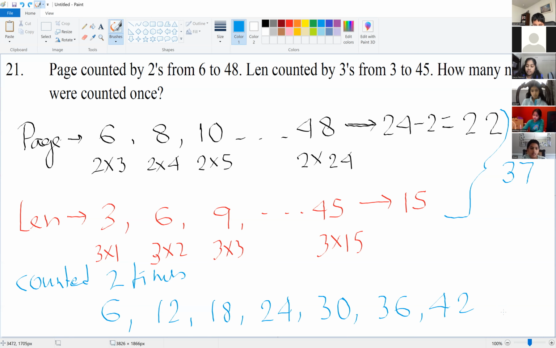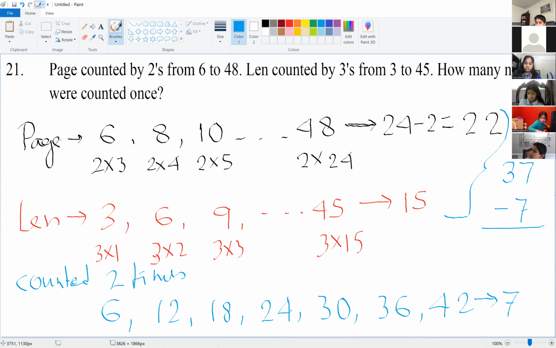Everybody understand? Yeah. So how many numbers were double counted? 7. Oh, I thought it was 6. That's what made me wrong. So the answer should be 30. Does everybody understand or no? Yes, we understand. What got me wrong is that when I divided 15 by 2, I got 6.5 and the answer is really 7.5.